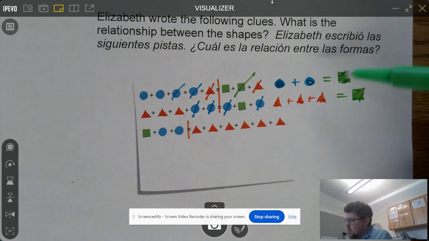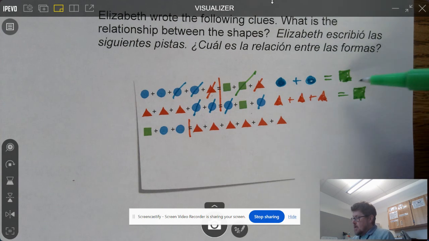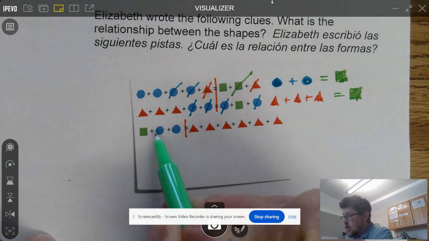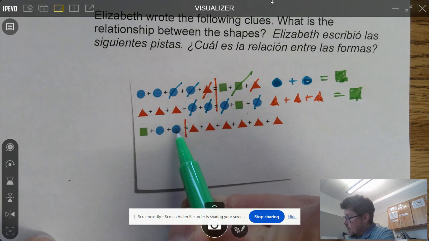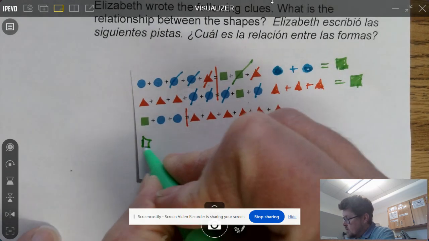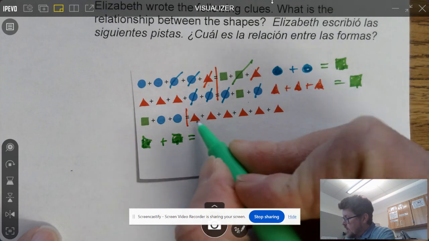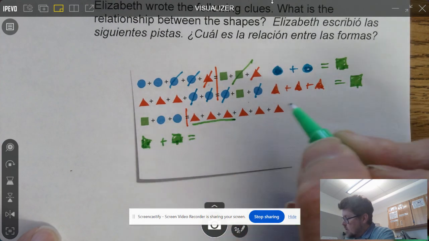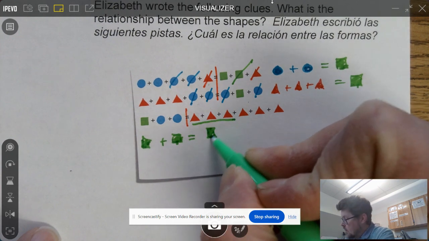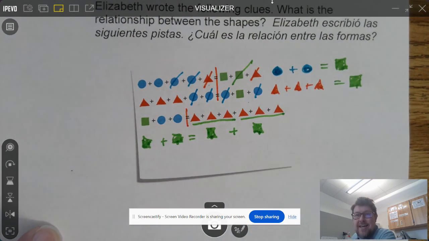And so when we look at this right here, we can kind of start substituting these things in, right? I know that I've got two blue circles here, and I know that that's equal to one green square, right? So I can say this green square and this green square, right, is equal to, well, I know that I have three red triangles, and I know that's one green square. And I have another set right there. So just by substituting in, I can figure this stuff out, right?